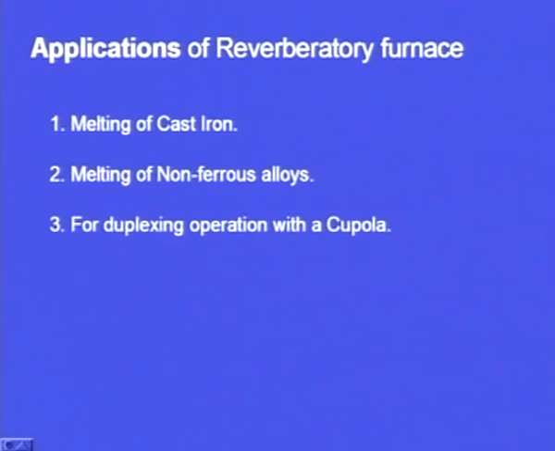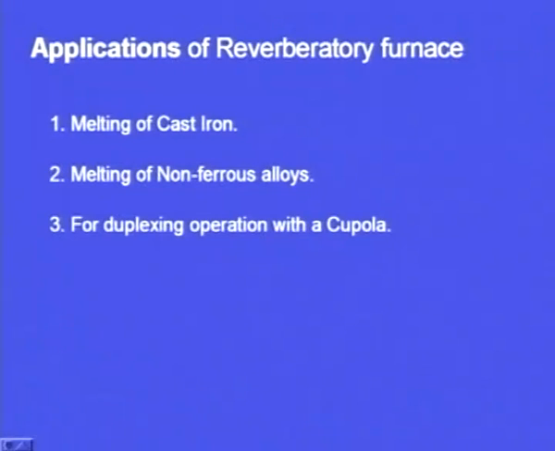Next one, this can be used for melting non-ferrous alloys also. For duplexing operation that I have already told, we tap the molten metal from the cupola and we feed it in the reverberatory and we increase the temperature. For increasing the temperature, we use this reverberatory furnace. Or for alloying, for adding certain alloying elements, we tap the molten metal from the cupola and we feed it in the reverberatory. So this is the duplexing operation. Duplexing operation can be done along with the cupola.